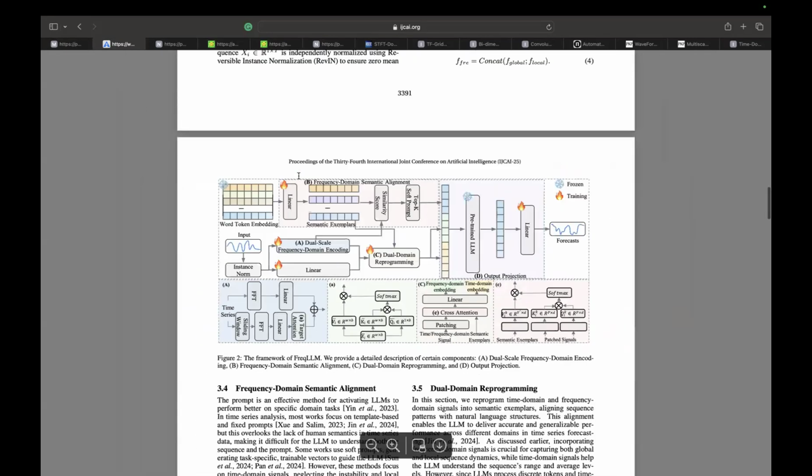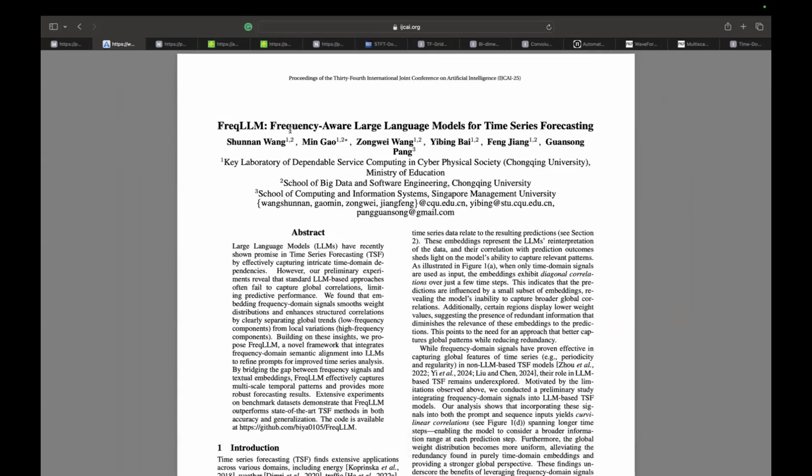We also have this FreqLLM. This is frequency aware large language model for time series forecasting. They're also using Fourier transform. So in all these implementations, they use an algorithm called fast Fourier transform, which is a very computationally inexpensive way of calculating Fourier transform.